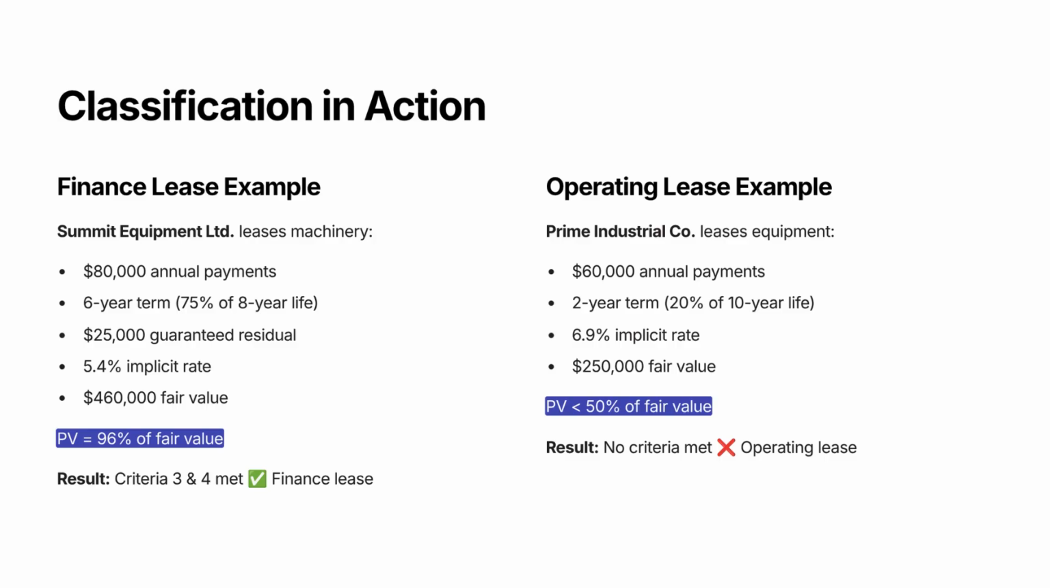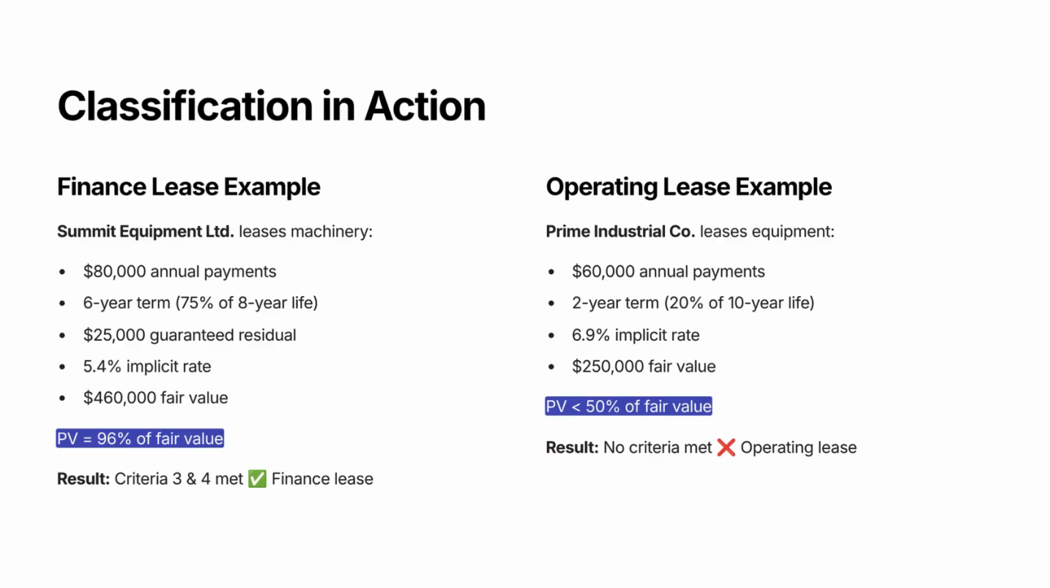Example 2, operating lease. Now imagine Prime Industrial Co-owner, also an equipment manufacturer, leases an asset with a 2-year term, $60,000 annual payments, implicit rate of 6.9%, and a fair value of $250,000. The equipment's life is 10 years. The lease term is only 20% of the asset's life, and the PV of payments is less than half the fair value. None of the criteria are met, so it's an operating lease.